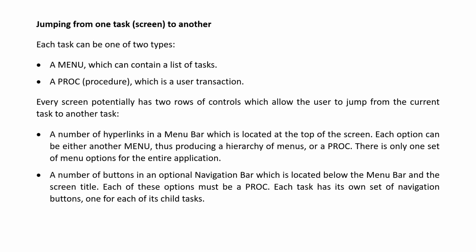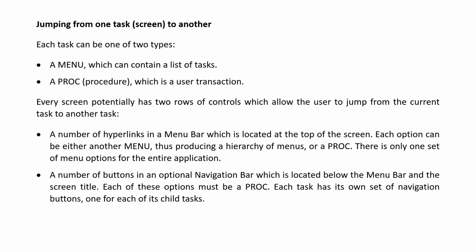Each task can be one of two types: a menu, which can contain a list of tasks, or a proc, or procedure, which is a user transaction. Every screen potentially has two rows of controls which allow the user to jump from the current task to another task. A number of hyperlinks in a menu bar which is located at the top of the screen. Each option can be either another menu, thus producing a hierarchy of menus, or a proc.